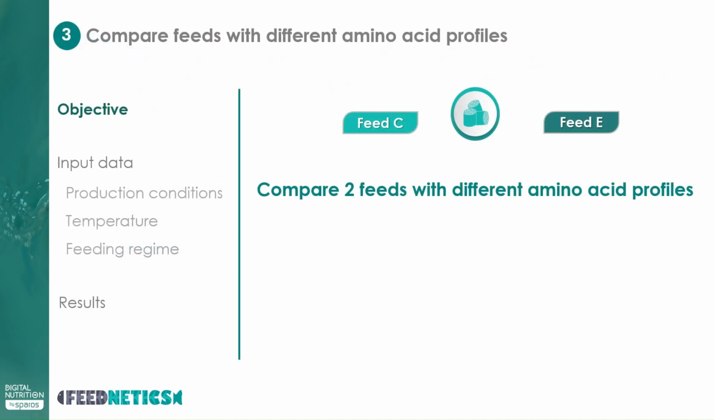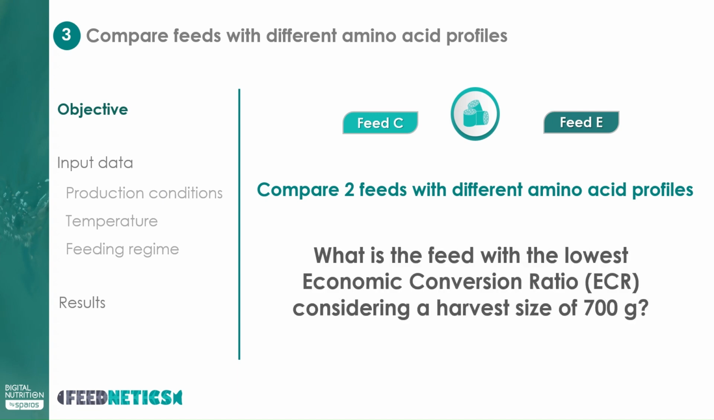To simplify the comparison, we focused only on feed C, representing a tryptophan-deficient diet, and feed E, the diet that met the minimum requirement for tilapia. The objective was to verify whether the model followed the same trend observed in the experimental trial and to identify which feed delivered the lowest ECR at a 700 grams harvest weight.